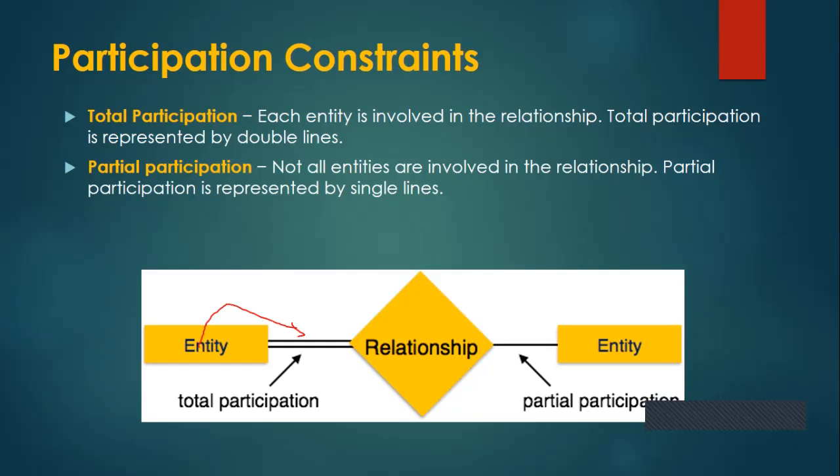That's what we call total participation, where I don't give any condition for an employee that it has to work. This employee has to work in some department, I'm not giving that condition, but I'm giving a condition that a department must have at least one employee. You can have an employee without any department, but a department should have at least one employee. So here, the employee is partial participation, whereas the entity department is total participation.